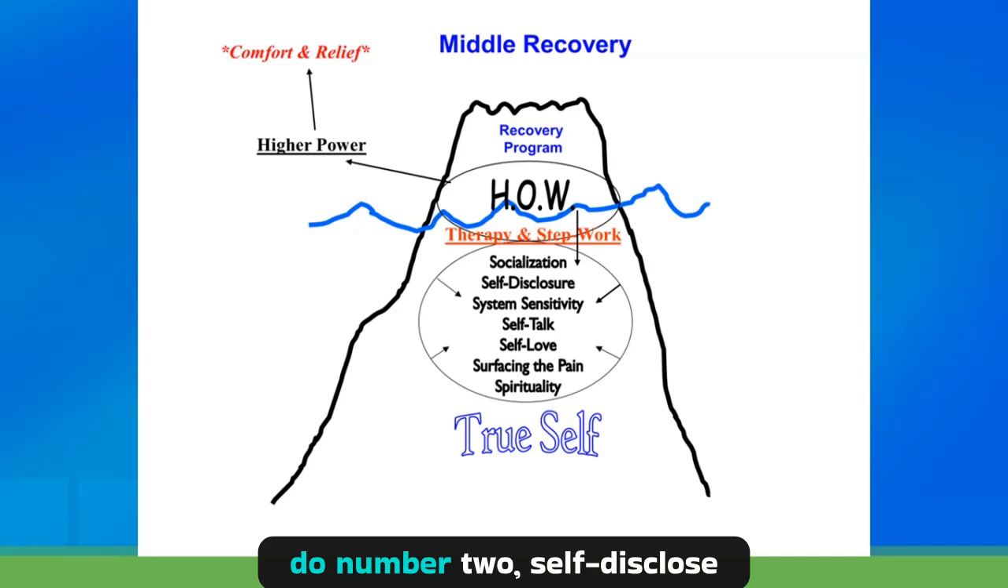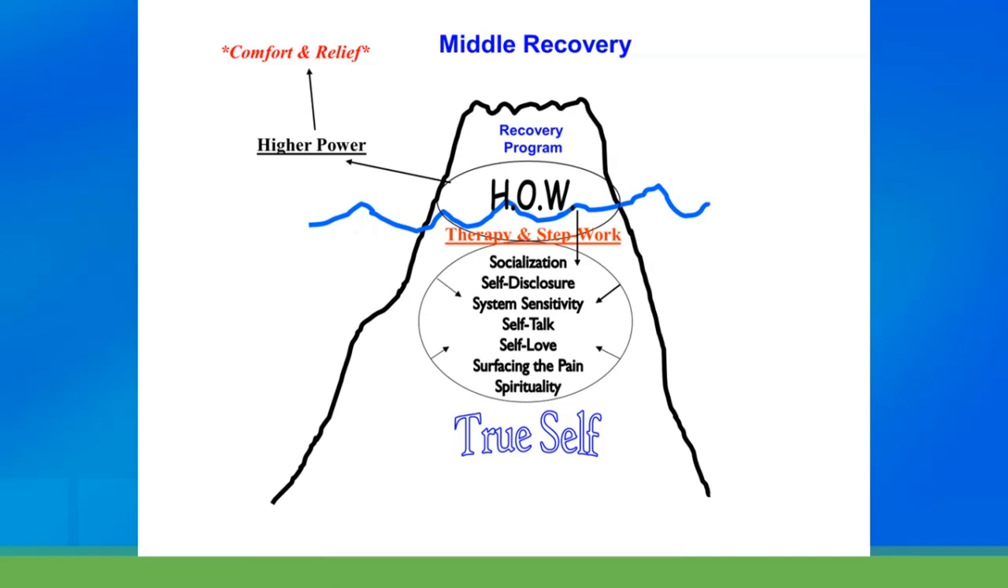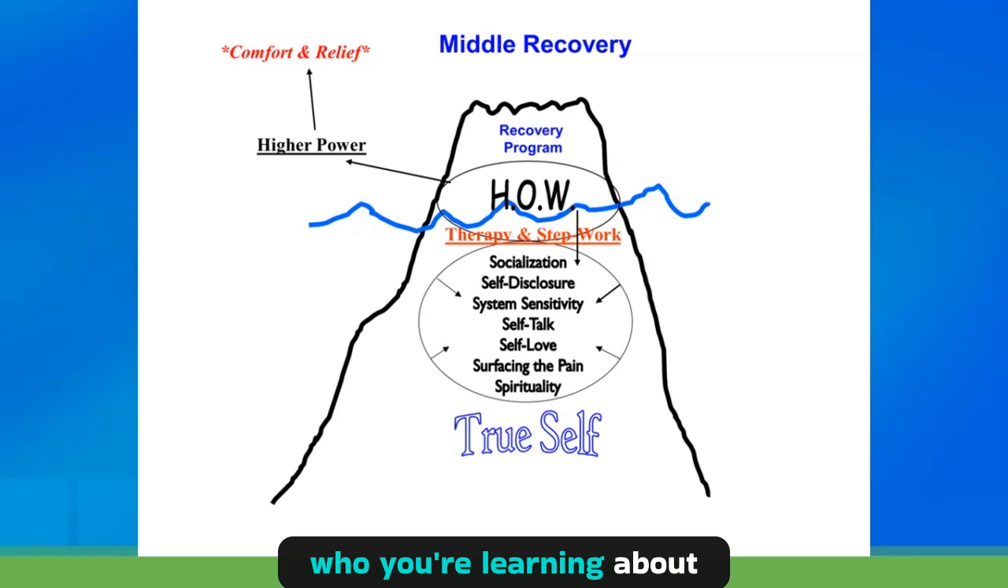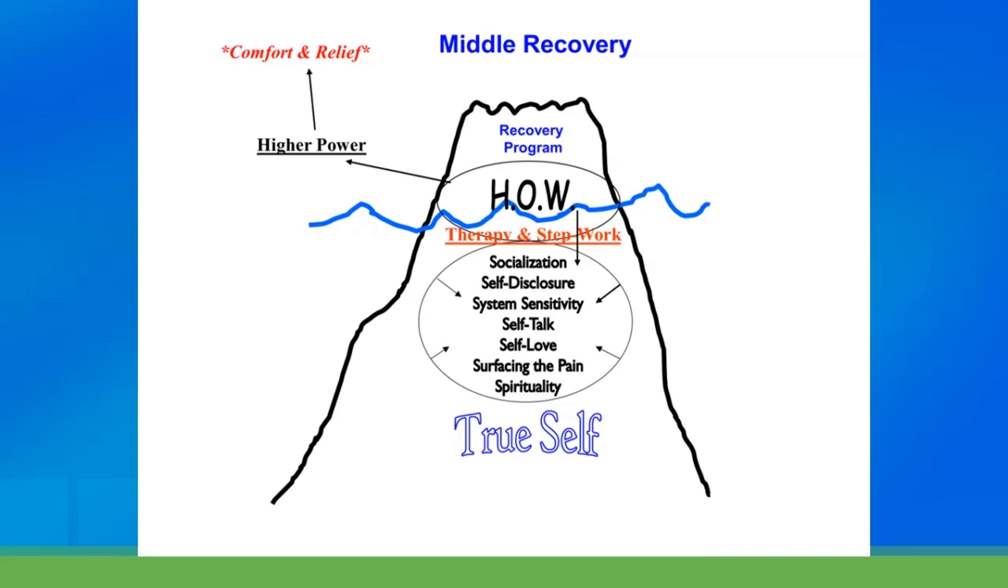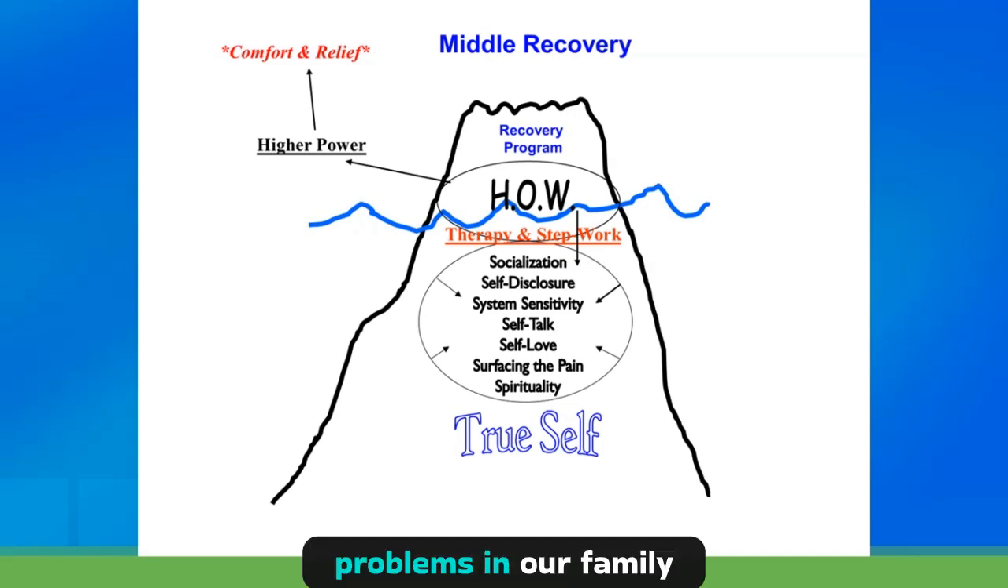And then you can do number 2, self-disclose. Begin to share who you really are, who you think you are, who you're learning about you are. And that's self-disclosure. And then becoming more and more sensitive to the system, family system that we came from, and how that affected us, and how the problems in our family were passed on from one generation to the next, and how we can stop that ball from rolling downhill.